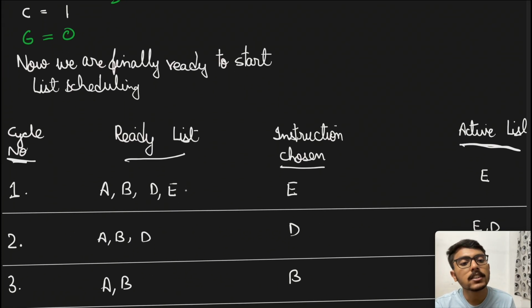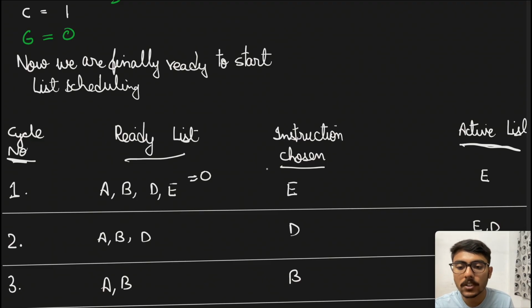So first thing is the cycle number. In the first cycle, we have 4 items in the ready list, that are A, B, D and E. These can be written directly because all these have dependency equal to 0. Only those that have dependency equal to 0 will be put into the ready list at any given cycle. Then we need to choose an instruction.